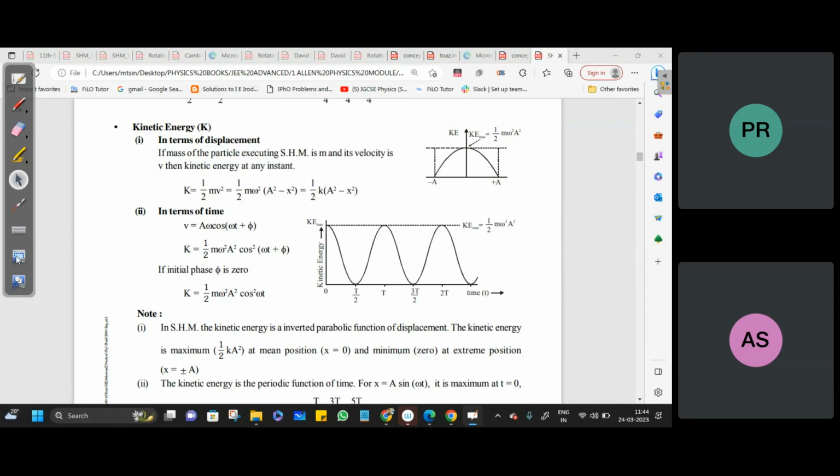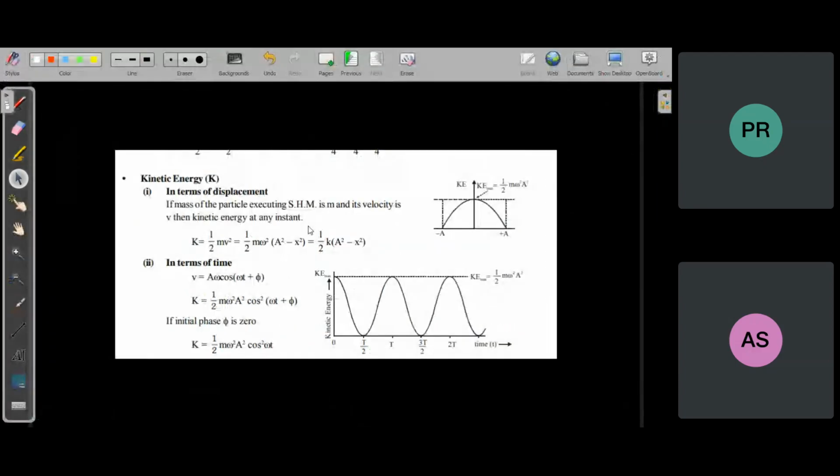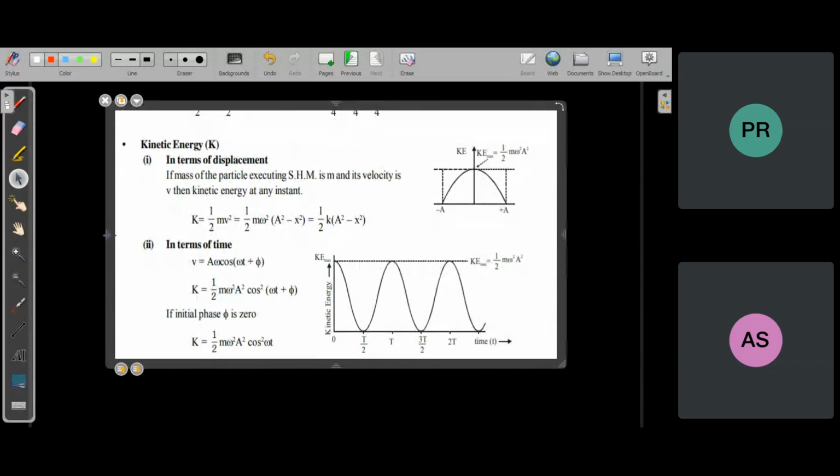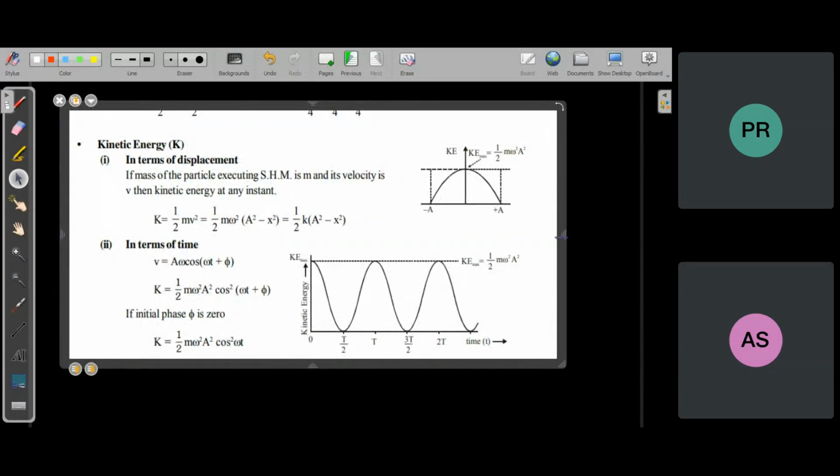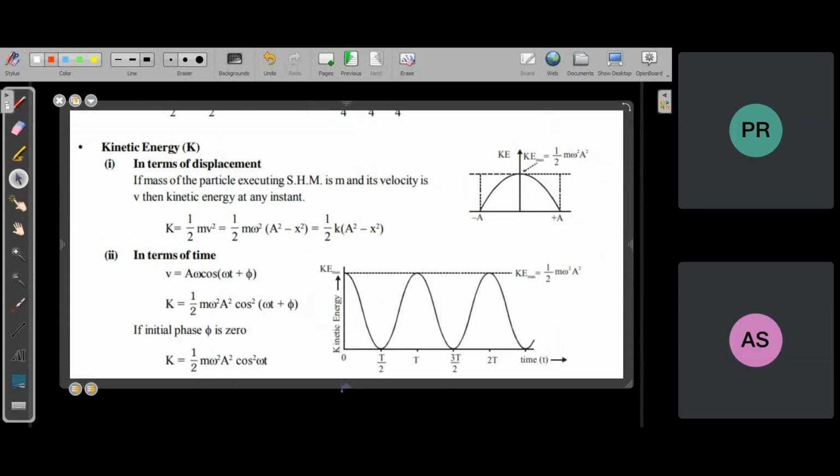So many a time this question is also asked: what is the frequency of oscillation of potential energy and kinetic energy? The answer is that the frequency of oscillation of potential energy and kinetic energy is twice the frequency of SHM.